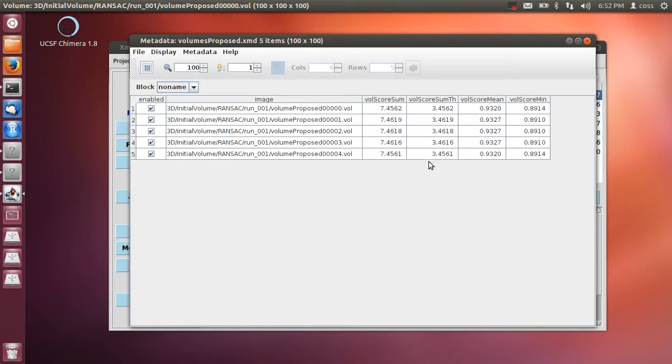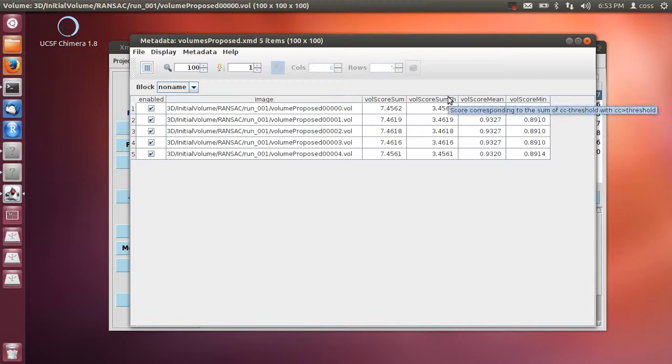And what is the meaning of those? Okay, so this is the sum of all the correlations of the inliers of this volume. So there are 8 classes. These 8 classes have an average correlation of 0.93, and if you multiply 0.93 times 8, you get 7.4. So this is the sum of the correlations of all inliers.